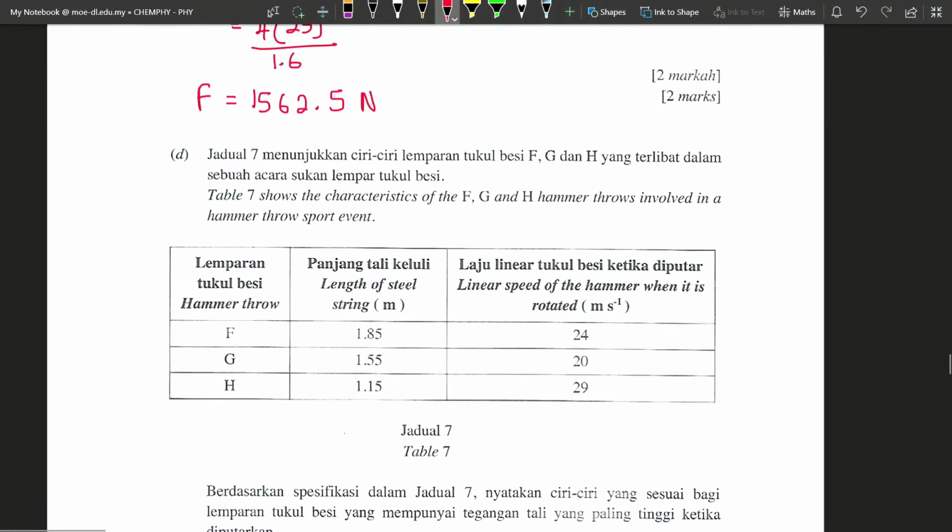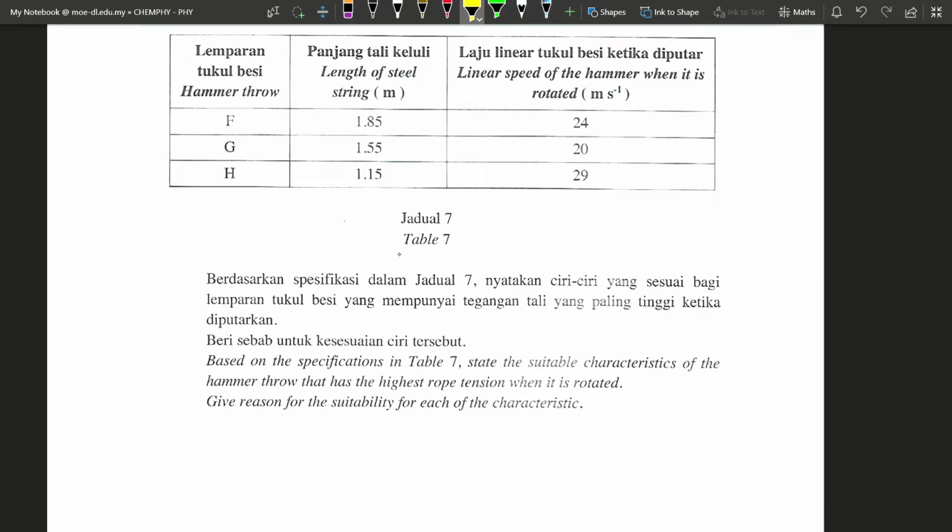Okay, soalan D. Table 7 shows the characteristics of FGH hammer throws involved in the hammer throw sport event. So kita ada 3 jenis lemparan tukul besi. So, based on the specification in table 7, state the suitable characteristic of the hammer throw that has highest rope tension when it is rotated. Give reason for your choice. So soalan ni minta antara 3 ni kita pilih mana ciri-ciri yang sesuai supaya tegangan tali yang paling tinggi. So antara F, G dan H, tegangan tali yang mana paling tinggi?